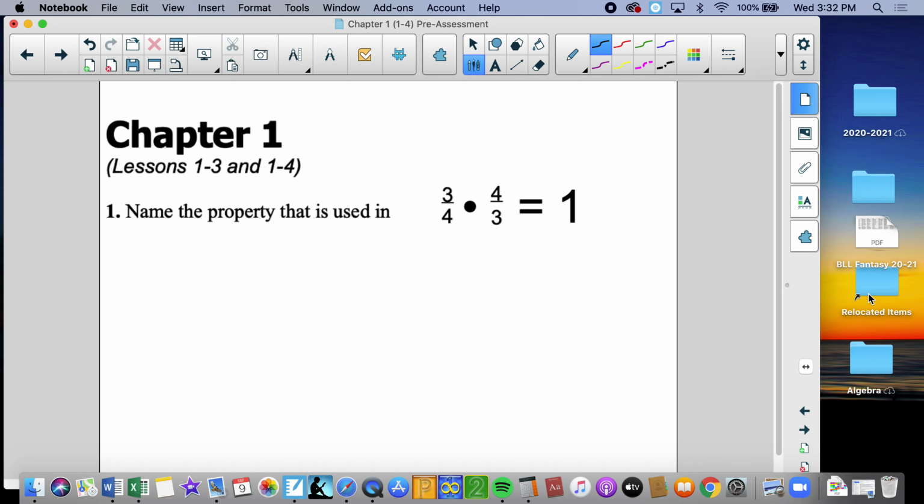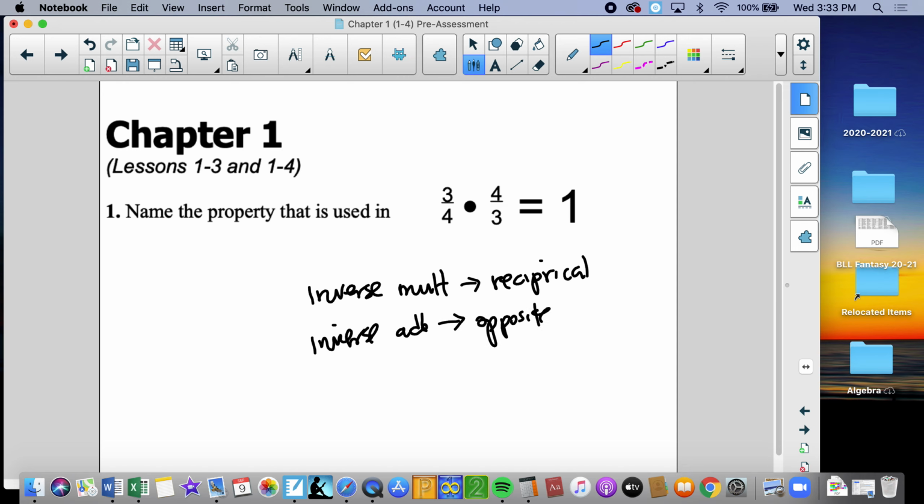We say name the property that is used in this equation. All right, well, we see that that is the inverse of the number, what we call the reciprocal. So inverse in multiplication means reciprocal. Inverse in addition means opposite. So make sure you know the difference between that.